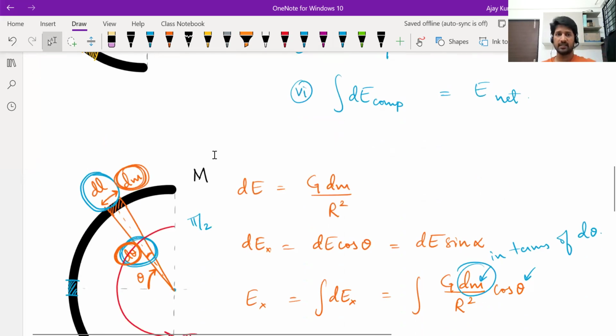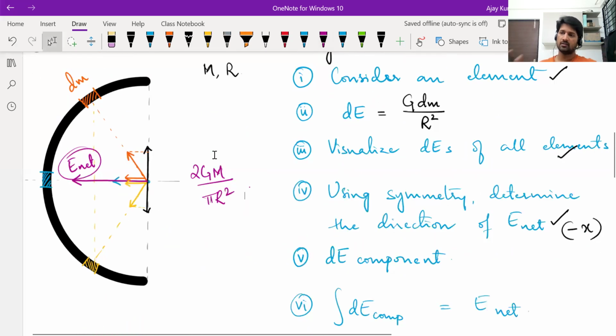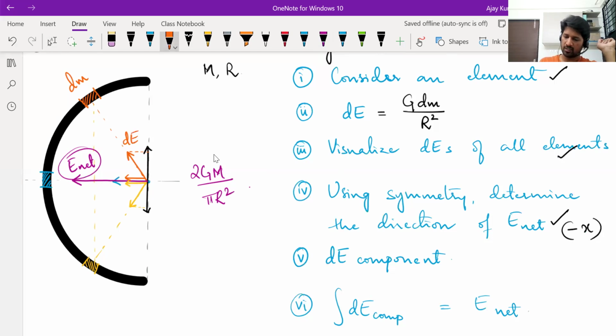Then we visualize the direction of net field. Once you consider all the fields, you can visualize the direction of net field. It will be in the x-axis. So whatever expression you wrote for field produced by one mass, take its x component and integrate that x component. With proper limits, you will be summing up the x components of all fields, then you will get the net field. That's the idea.